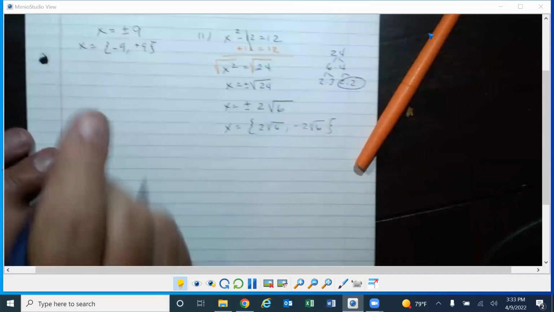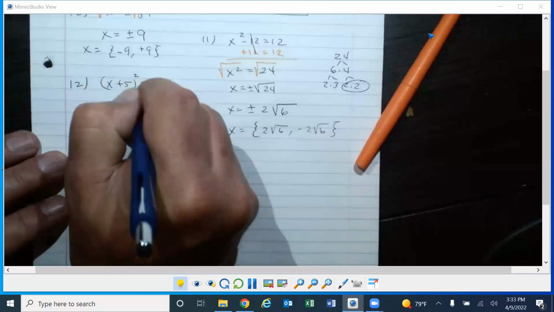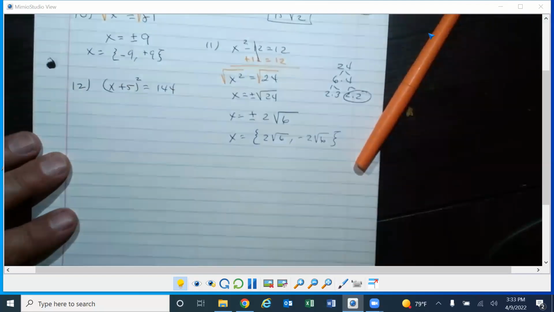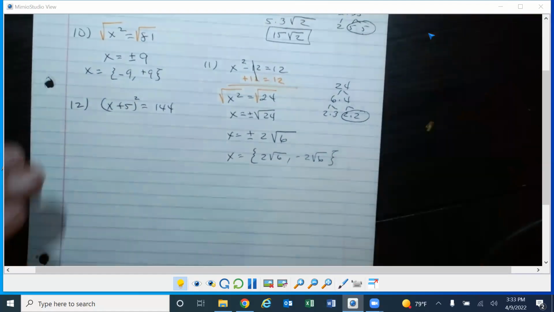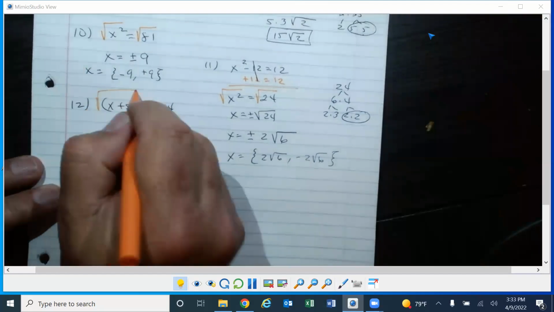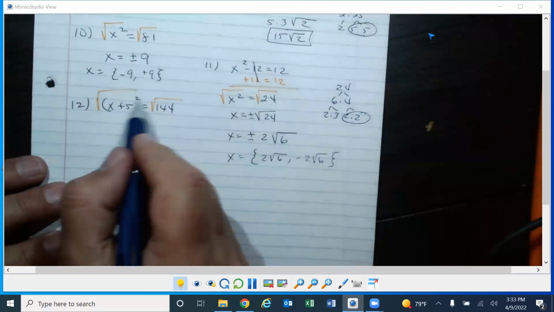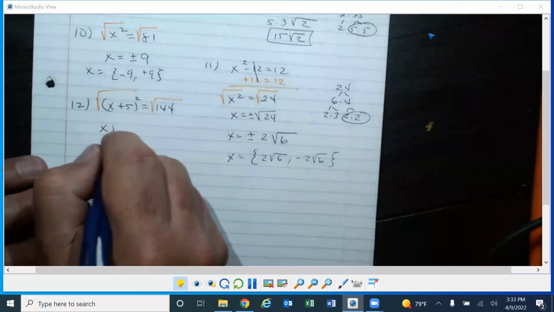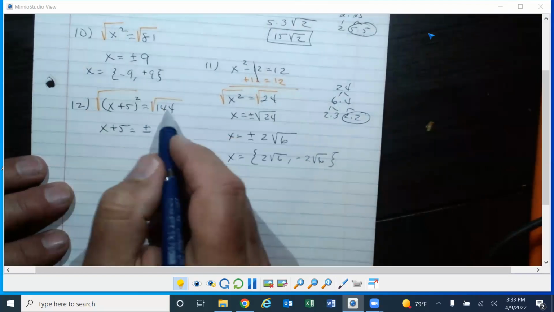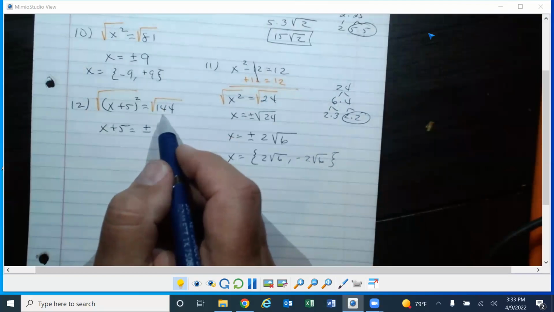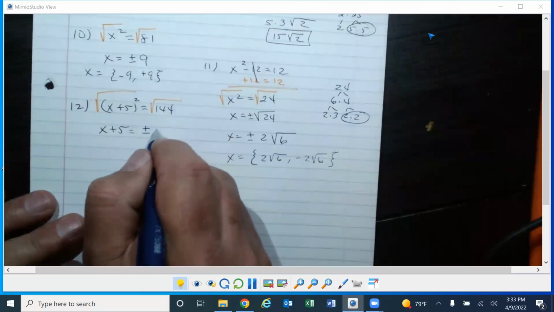Okay, number 12. All right, number 12 is like the one we did earlier. Notice I don't have anything on the outside of the parentheses or added to the parentheses, so I'm going to do the square root to both sides. And when I do this, they cancel out. The only thing I got left is my parentheses. And since I don't have anything outside the parentheses, it's going to be plus or minus. And what's the square root of 144? If you don't know, there is a button on the calculator that will help you. We talked about it in class, but it's 12.